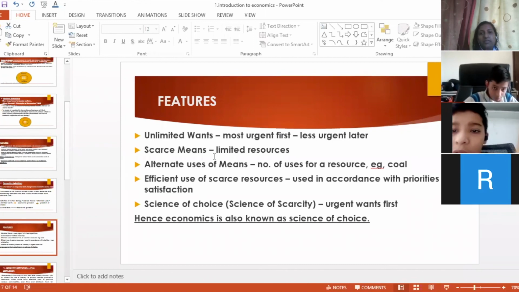Third is alternate uses of means. This means one resource has many uses. One resource can be used in different ways.